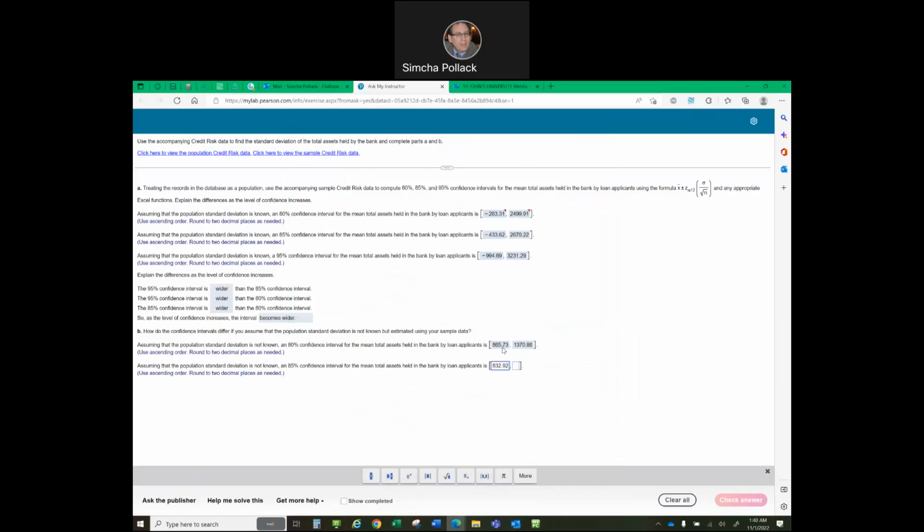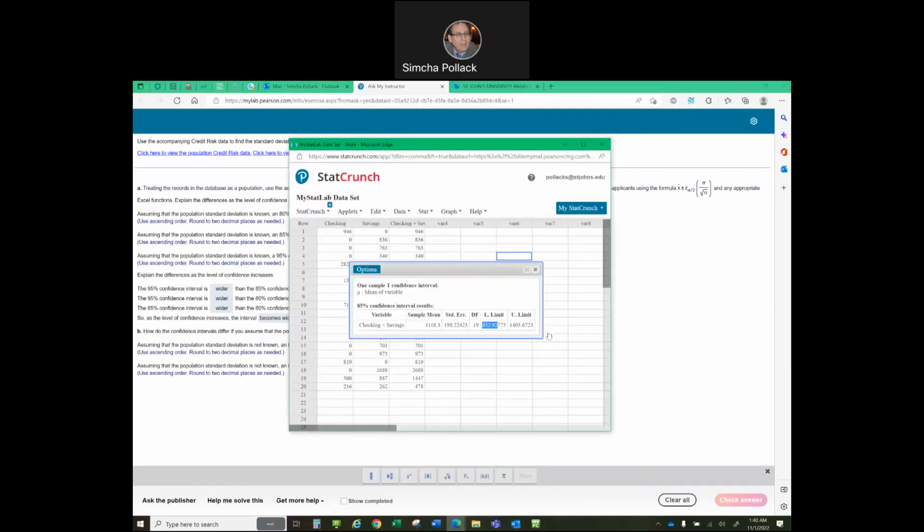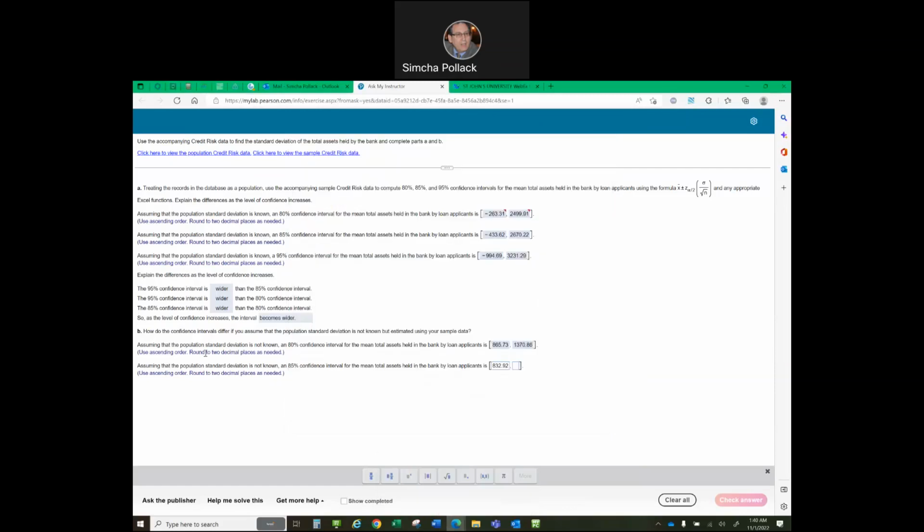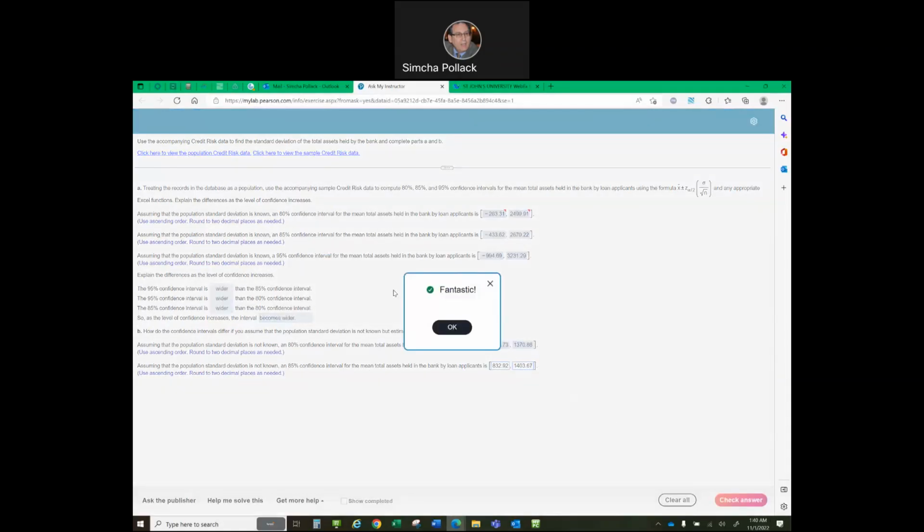Notice it's a little bit smaller than the other one because we're making a wider interval, starting at the earliest spot. And the other end of this interval is 1403.67. Check answer. I bet they're going to make us do a 95 as well. Check answer. I got it right.